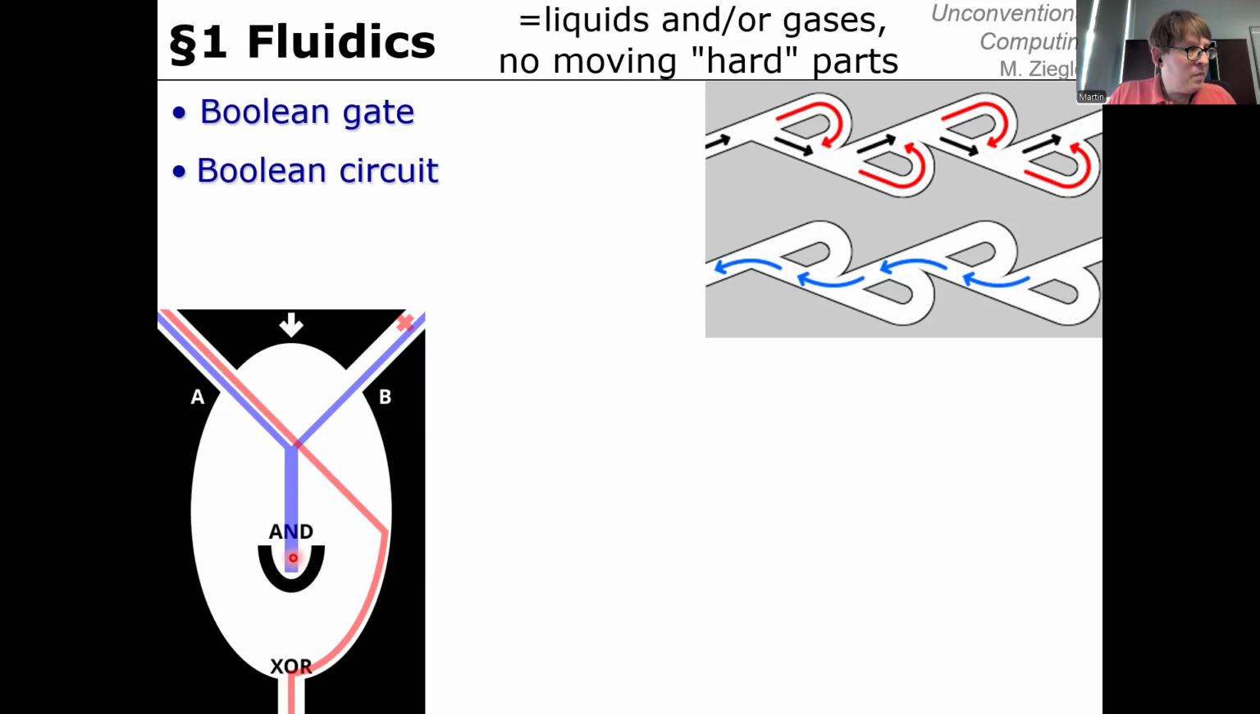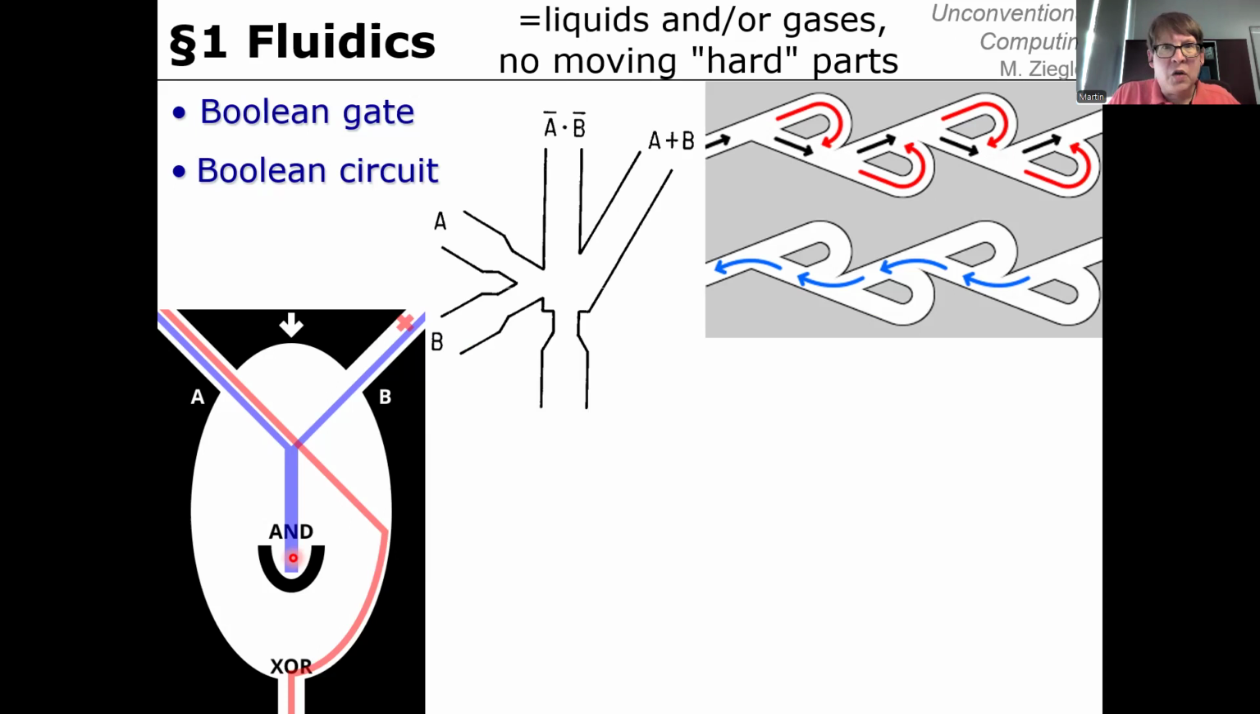So yeah, we're already running out of time. I'm showing you some more complex gates. So here you see negated AND, negated A, and the multiplication symbol means AND. And here you see an OR, A or B. So if A or B comes fluid in, then it leaves here. And anyway, you can figure it out.